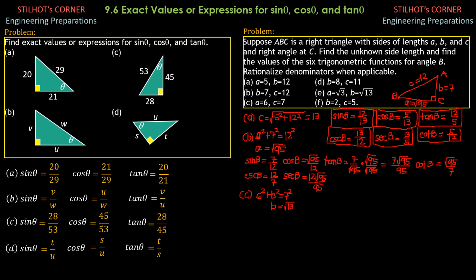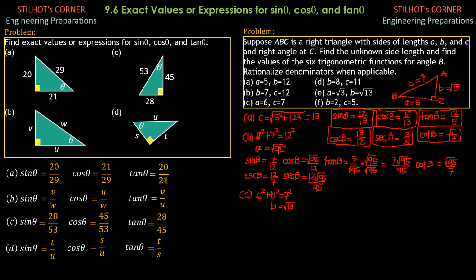So I'll now erase these elements, parts of the triangle. So this time, A is given for part C, 6, B is square root of 13, and C is 7.